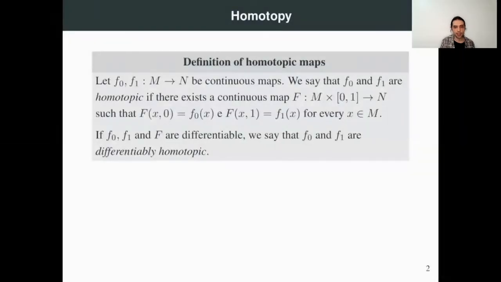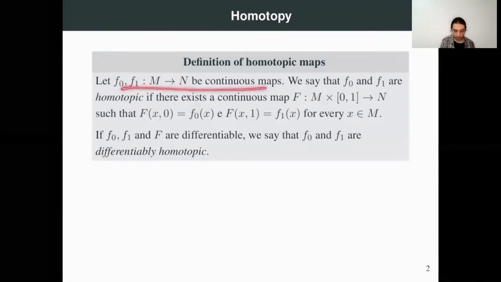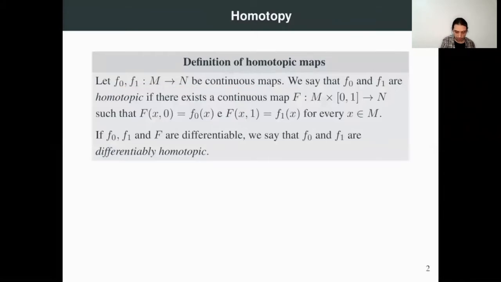Let us define homotopic maps. Consider f0 and f1 continuous maps from a differentiable manifold M to a differentiable manifold N. We say that these two maps are homotopic if there exists a continuous map, capital F, from M times the closed interval [0,1] to N, such that capital F applied to (x,0) is f0 of x, and capital F applied to (x,1) is f1 of x for every x in the manifold M. In this way, we have defined when two maps are homotopic.